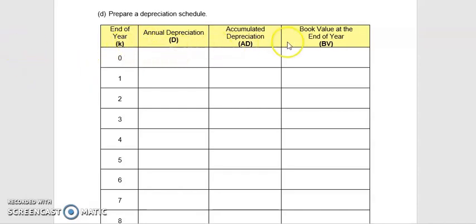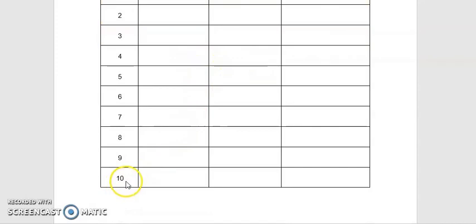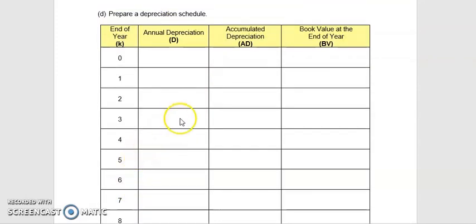Okay, so you set up 4 columns. For the first column, you set end of year, which we denote by K. Second column, annual depreciation D. Third column, accumulated depreciation AD, and last column will be the book value at the end of year. Book value is BV. In this example, I set until year 10, because the useful life of the asset just now is 10 years. But if a particular question asks you to set up a depreciation schedule up to 4th year, you just stop at the 4th year.